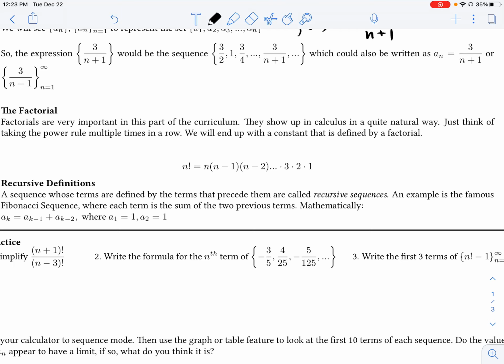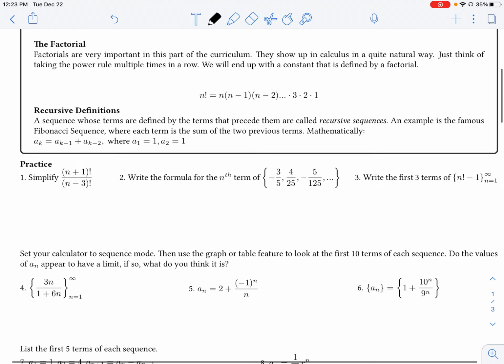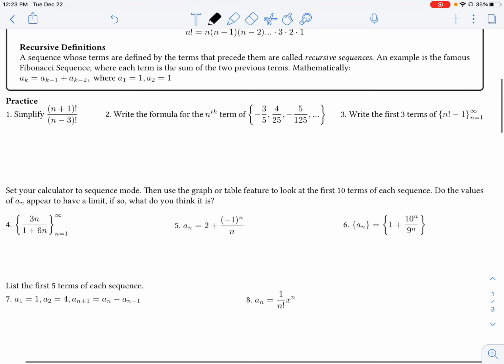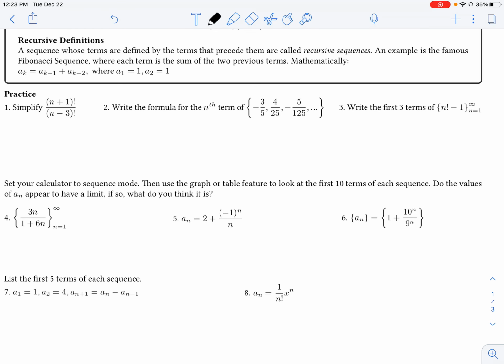Okay. Also, it's worth discussing real quickly the idea of recursive sequences. And those are simply sequences whose terms are defined by the previous terms or the terms that precede them. And the most famous example of this being the Fibonacci sequence, right? And there's a lot of really cool videos out there on Fibonacci sequences and how they relate to naturally occurring phenomena, which I won't discuss too much right now, but definitely worth a look if you're interested.